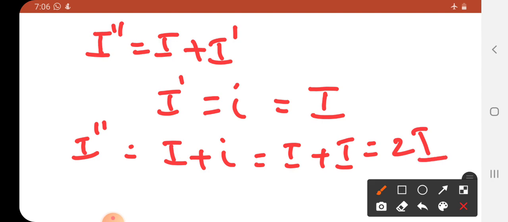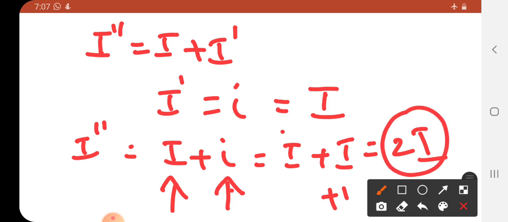Now, capital I is the incident current and small i is the reflected current. So the reflected current coefficient is plus 1 for a short circuit line. Therefore, the refracted current is 2I: the reflected current plus the incident current gives 2I. This is for the current.